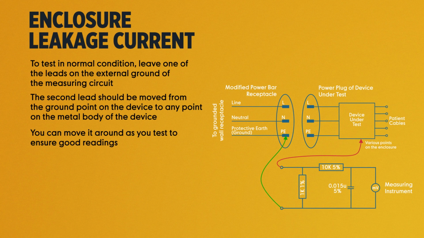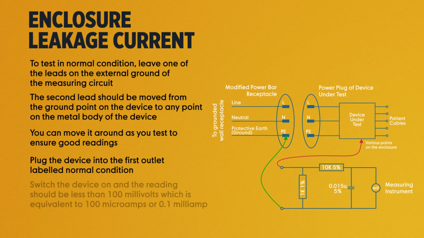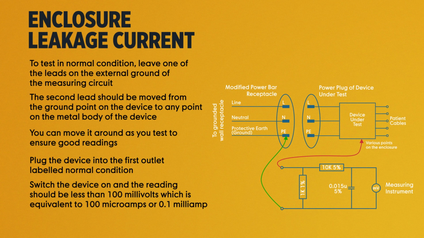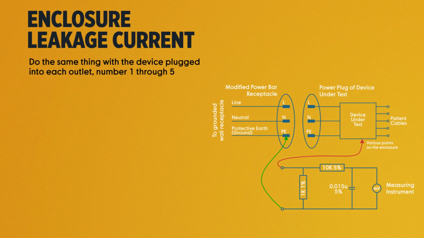You can move it around as you test to ensure good readings. Plug the device into the first outlet labeled Normal Condition. Switch the device on. The reading should be less than 100 millivolts, which is equivalent to 100 microamps or 0.1 milliamp. Do the same thing with the device plugged in to each outlet, number 1 through 5. Record values as you go.